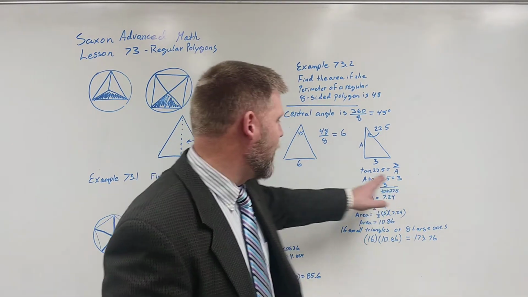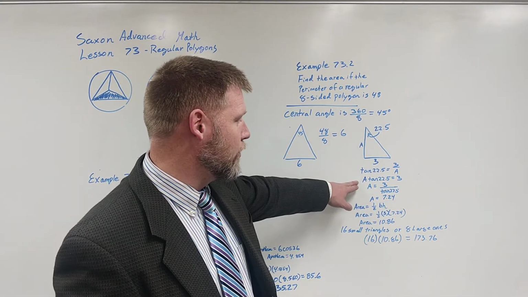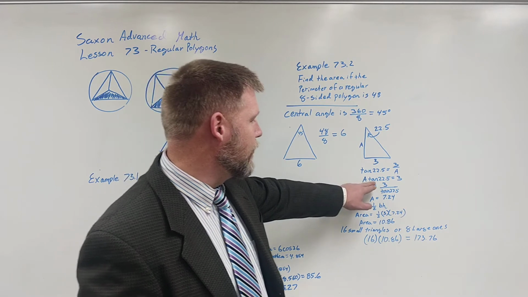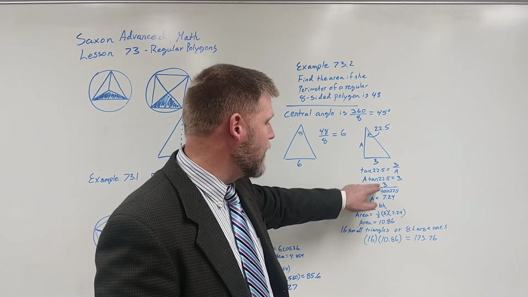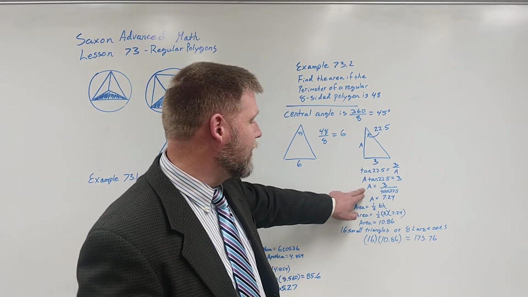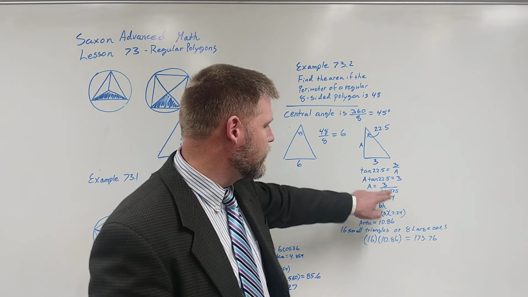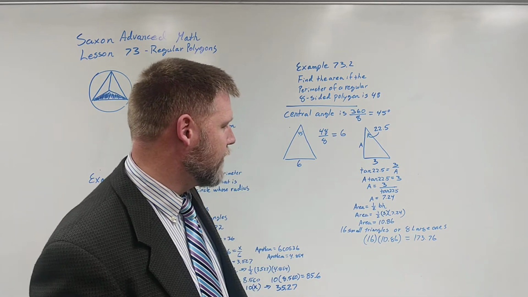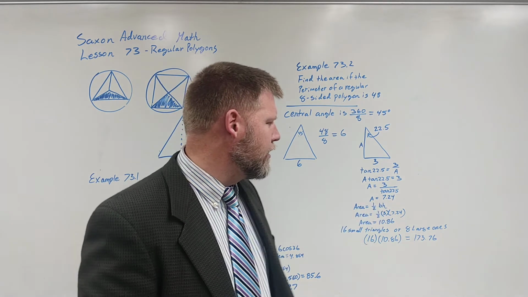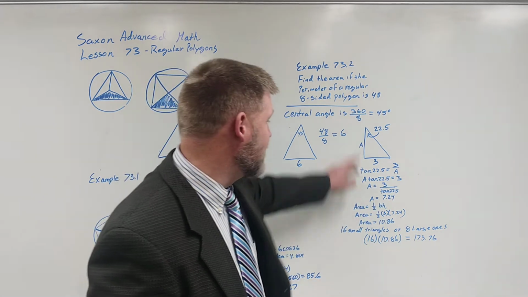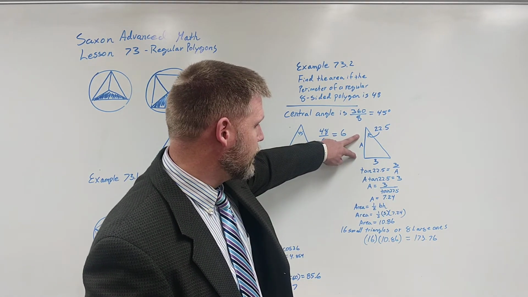So I multiplied a by both sides, giving me a tangent of 22.5. Then I want to get rid of the tangent of 22.5, so I divided both sides by that, and that left me a alone, equal to 3 over tangent of 22.5. When I hit the calculator with that, I end up with 7.24. That's the apothem. That's this length here.